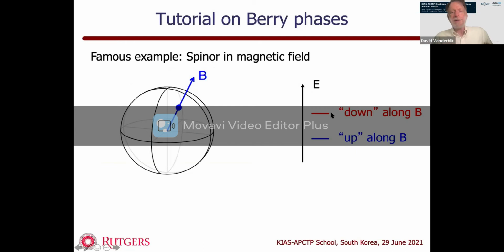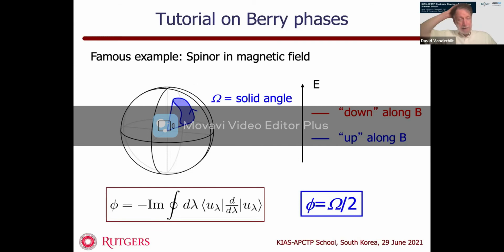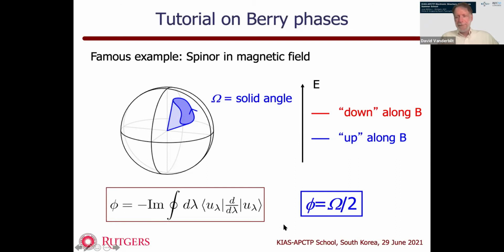And if I carry the magnetic field around in a closed loop and back to itself, I can compute the Berry phase of this spinner ground state wave function as I do that. And famously, the answer that is obtained is that the Berry phase is nothing other than the solid angle subtended by the path in magnetic field orientation space divided by 2.